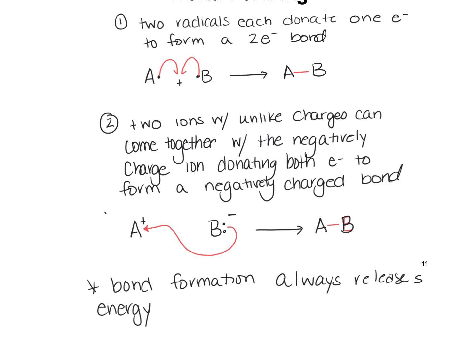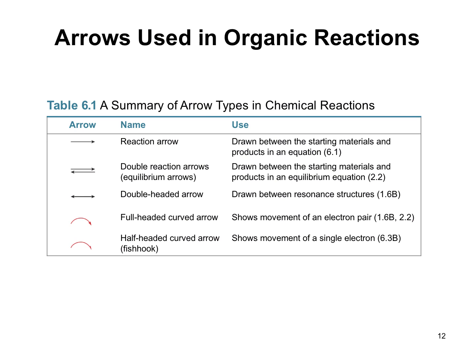Now, we've used a lot of reaction arrows, and so I love the summary table in your textbook. It shows, hey, look, this right here is a reaction arrow. It's drawn between the starting materials and the products in an equation. This is a double-headed reaction arrow. Those are equilibrium arrows, so it's drawn between equilibrium equations. This is a double-headed arrow. This is resonance structures.